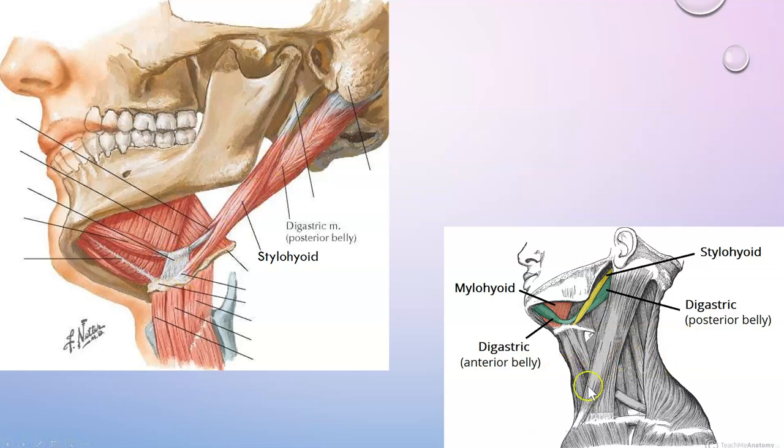Really nice diagram here. We see the digastric anterior and posterior bellies here in green. We see the mylohyoid here from the inside of the mandible down to the anterior body of the hyoid bone here in red. And then we see the stylohyoid rising from the styloid process here, going down to this midpoint of the hyoid bone here. That concludes the suprahyoids. Now we're going to move on to the infrahyoids.